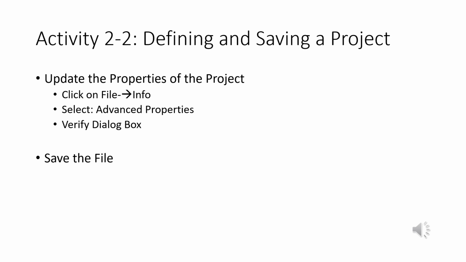After we've done all that, we're going to update the properties in the project. So again, I'm going to File, click on Info, select Advanced, and look at the dialog box. And the last thing we're going to do is save the file. If you look at the book, they have some kind of long name. I like simple, so I'm going to do it a little differently, but I'm going to save the file also.